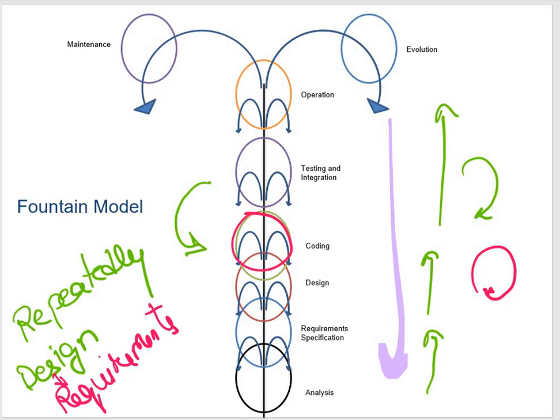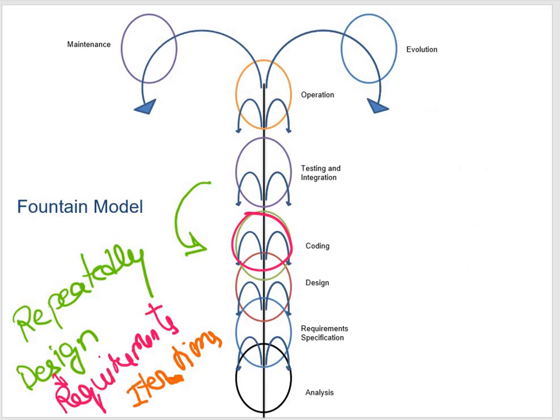And since we are jumping from one phase to another, there will be more interaction between your design and your requirements. And since there are these circles, what you can observe is that there are iterations within phases, and of course jumping from one phase to another is also possible.